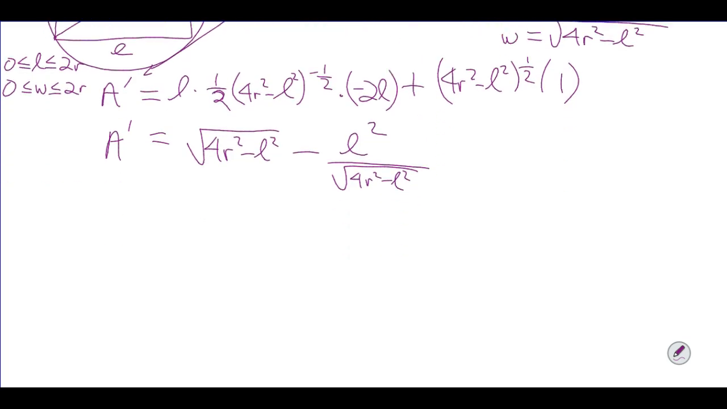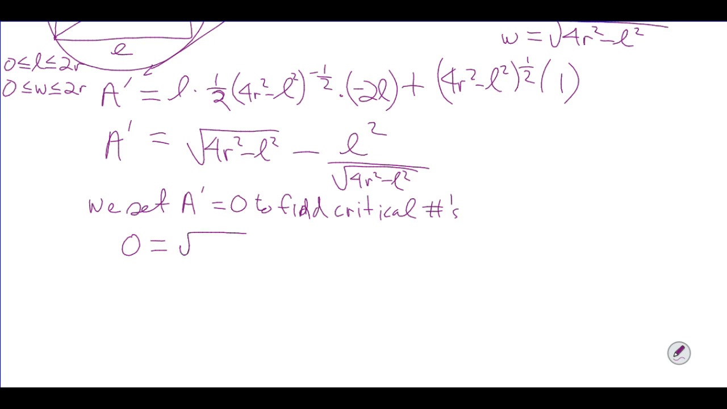Okay, so we want to set A prime equal to 0. Do you want to do the second derivative? No, this time we do not want to do the second derivative. We set A prime equal to 0 to find critical numbers, which means we'll have to do a chart to look at the first derivative and find out if we have a max or a min, because we want a maximum area. So 0 is equal to the square root of 4r squared minus L squared.